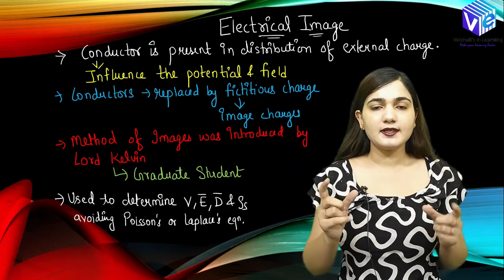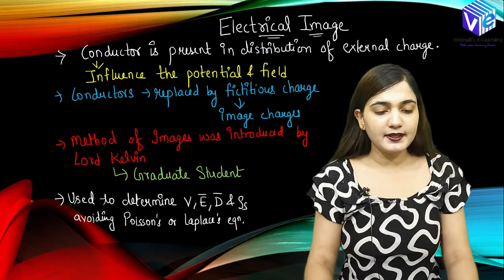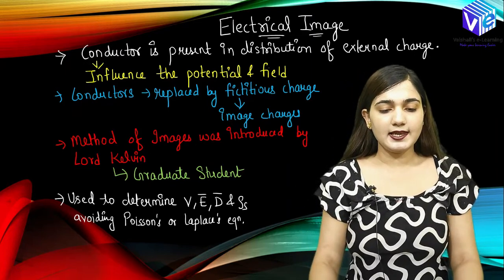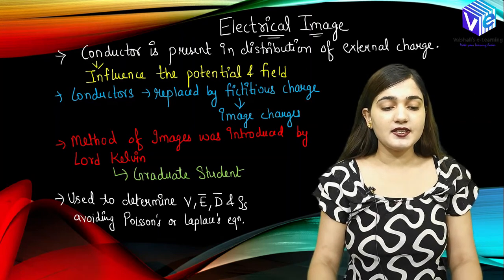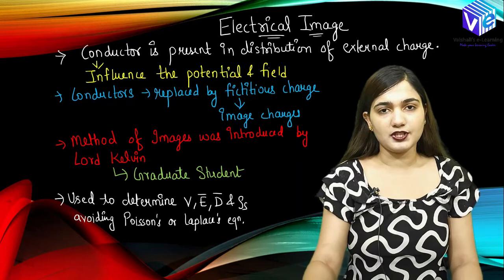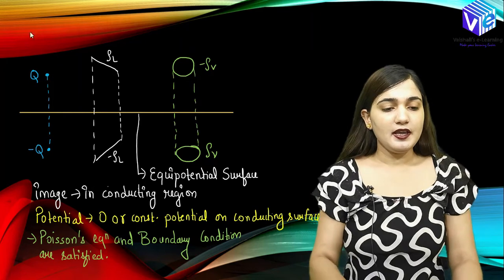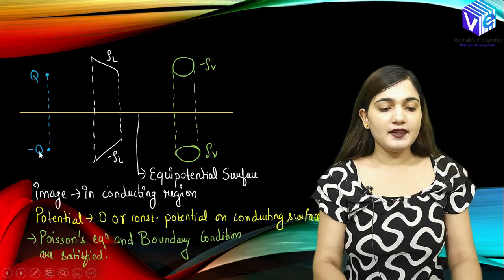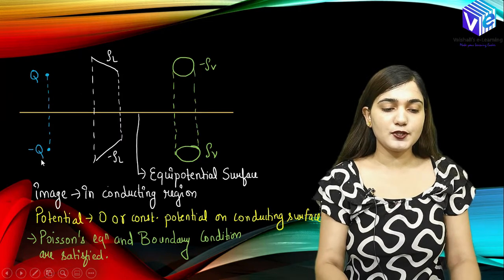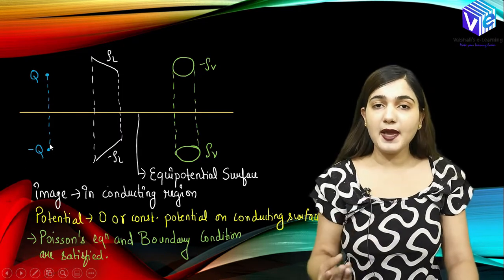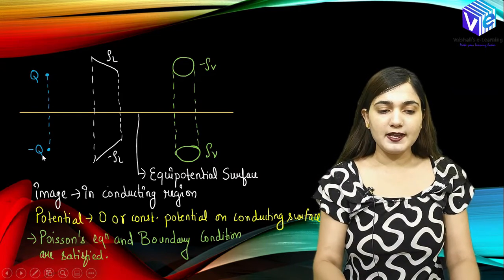We can replace the conductor with the fictitious charge, that is the image charge, and by this method we can determine the potential, the electric field intensity, the electric flux density, as well as the surface charge density, avoiding Poisson's or Laplace's equation, right? So this is how our images would be. If I have a point charge Q, then I will be having the image charge, which is minus Q. It will be having the same magnitude but opposite nature. So if I have plus Q, the image would be minus Q, right?